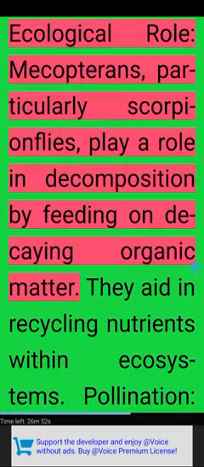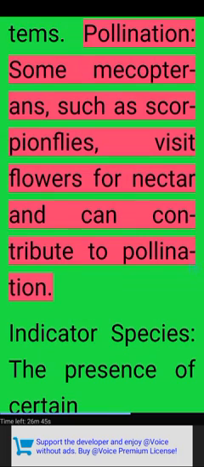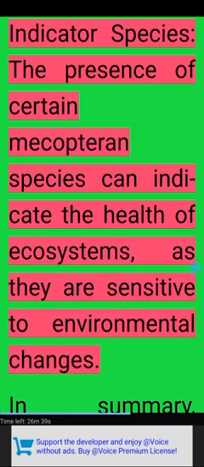Economic importance. Ecological role. Mecopterans, particularly scorpionflies, play a role in decomposition by feeding on decaying organic matter. They aid in recycling nutrients within ecosystems. Pollination. Some mecopterans, such as scorpionflies, visit flowers for nectar and can contribute to pollination. Indicator species. The presence of certain mecopteran species can indicate the health of ecosystems, as they are sensitive to environmental changes.